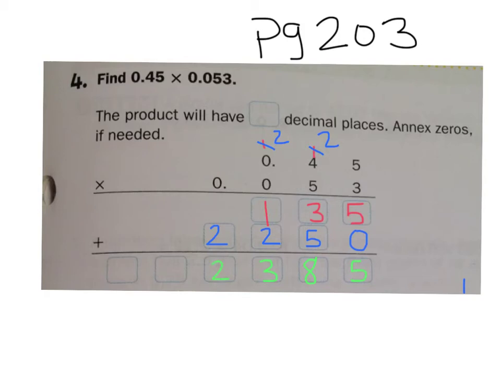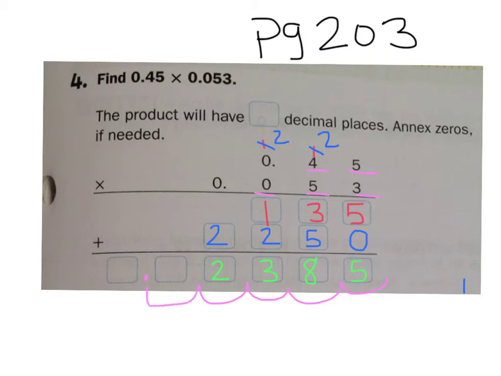Our final answer can be found by counting up the number of places after the decimal point in each number. We have 1, 2, 3, 4, 5. A total of 5 spots behind the decimal point. Start at the back of your answer and count 5. 1, 2, 3, 4, 5.